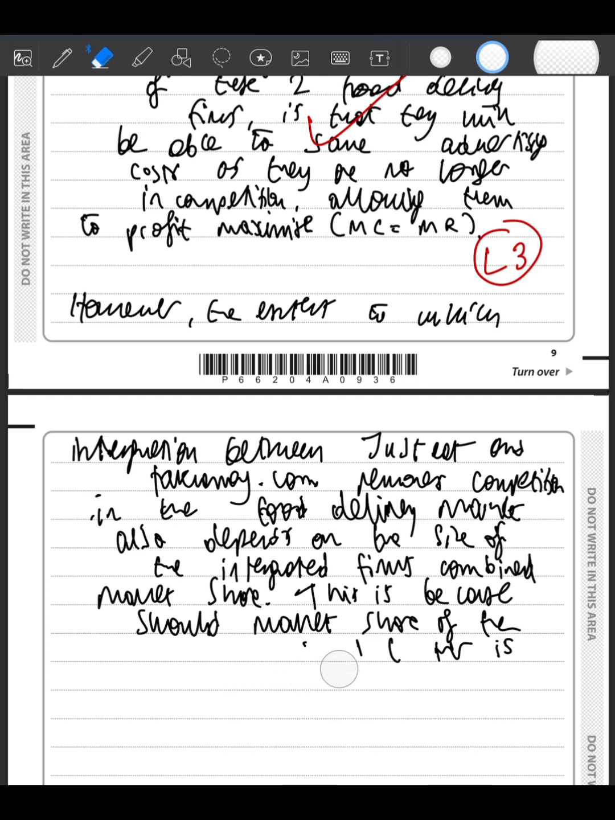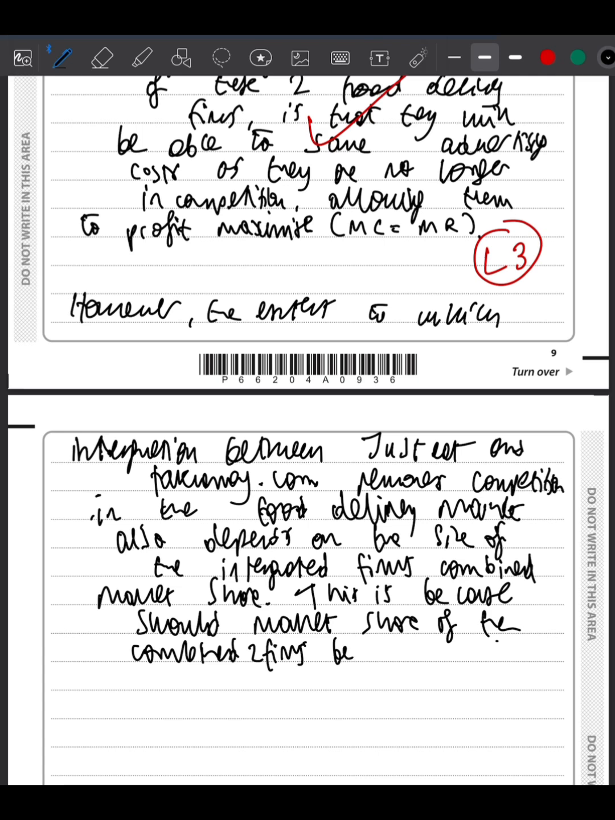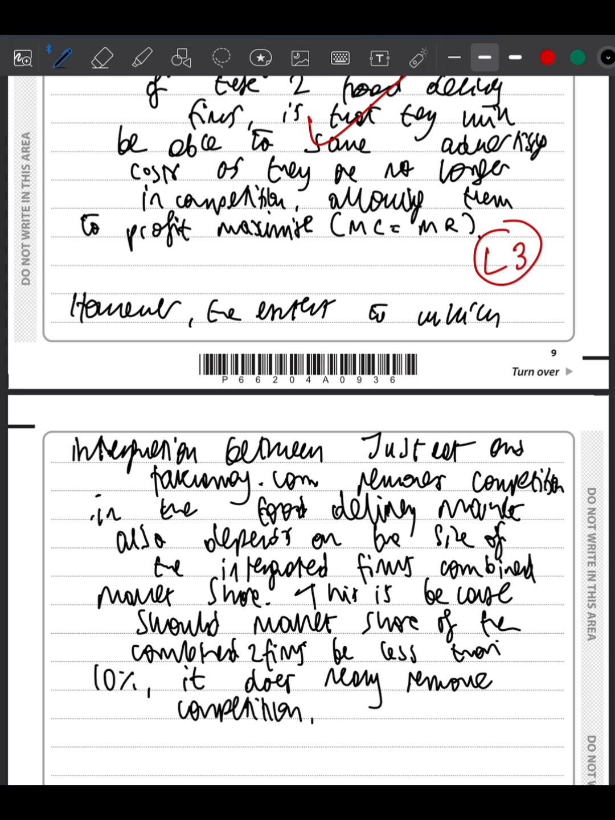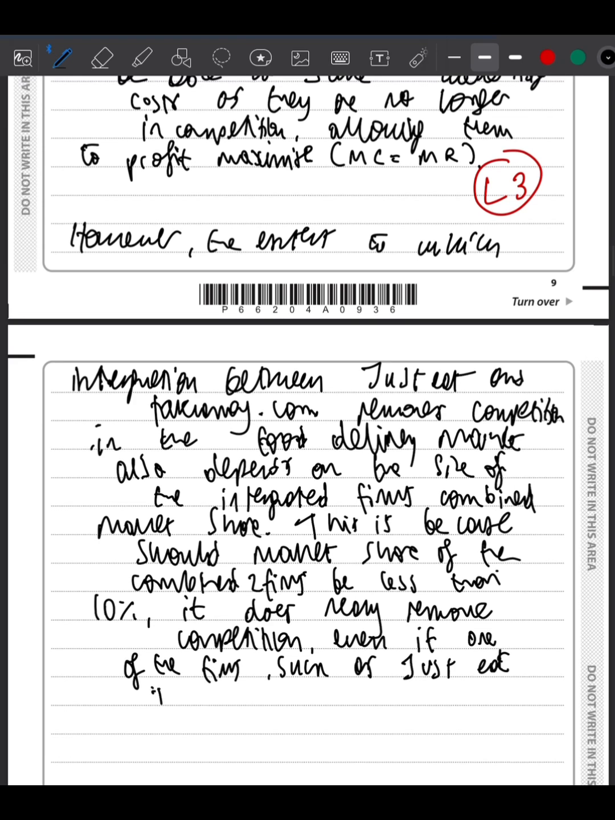Actually, I'd probably say what we mentioned earlier is better to write. So this is because should the market share of the combined two firms be less than 10%, it doesn't really remove competition, even if one of the firms, such as Just Eat, is a market leader.